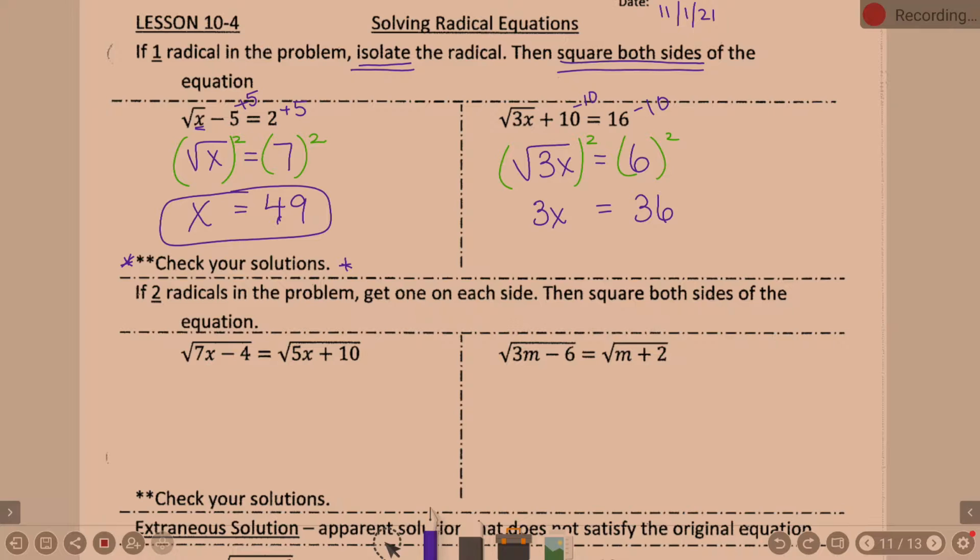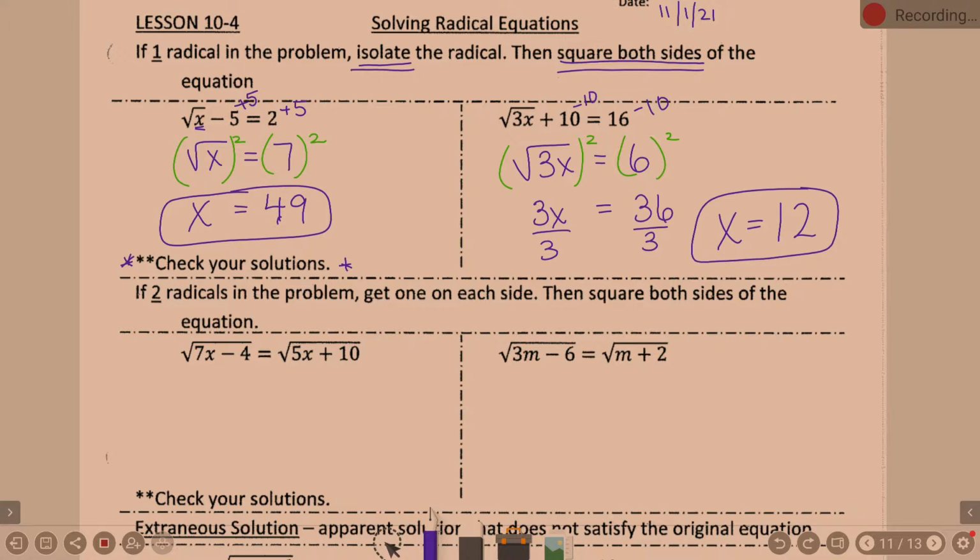If 3x equals 36, then we divide by 3. And x is 12. Oh, yeah, I messed up. 36 divided by 3 is 12. I was looking at the 6 square root.